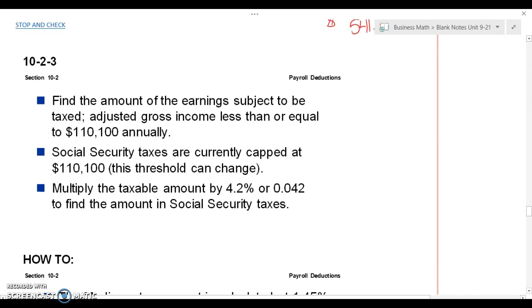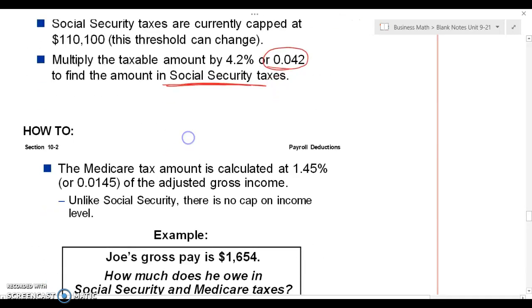It's 10.2.3. Find the amount of earnings subject to be taxed less than or equal to $110,000. Social Security tax are currently capped at $110,100. So you take this tax, 0.042. This is very important. Remember this. We're going to remember this rate. This is for Social Security. The rate for Social Security is 4.2%.